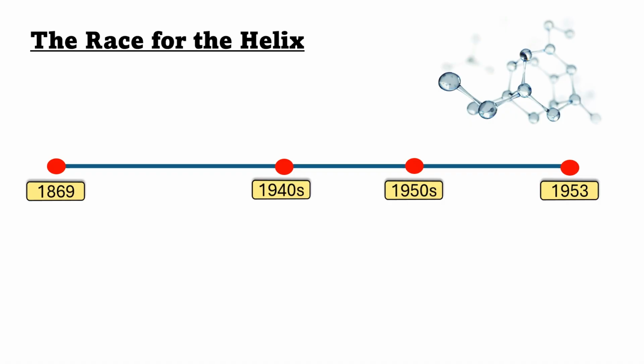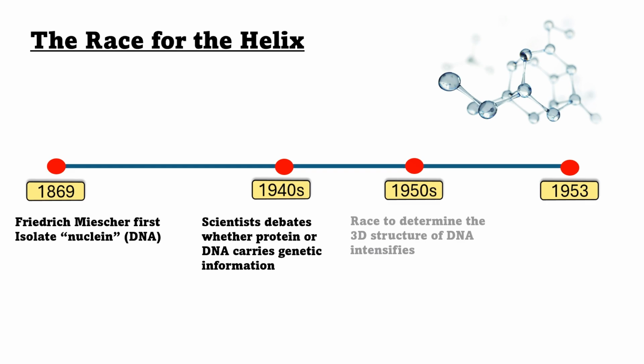This timeline really sets the stage, doesn't it? I mean, DNA was first found way back in 1869, but for decades, nobody really got how important it was. Get this, even by the 1940s, scientists were still arguing about whether our genes were made of protein or DNA. By the early 50s, the race to find its structure was on, and finally, in 1953, the puzzle was solved.